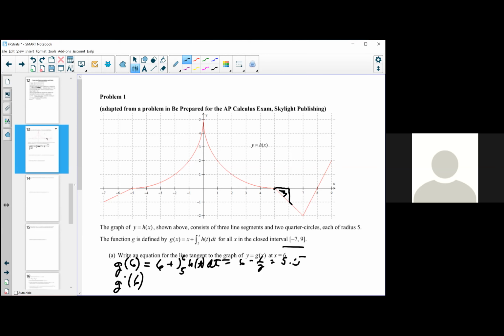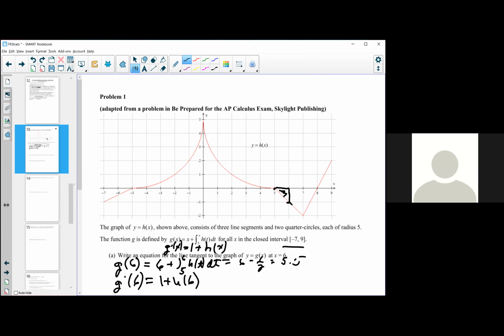g prime of 6, well, I need to find g prime of x to get g prime of 6. g prime of x can be computed by differentiating the sum and getting 1, and now the fundamental theorem comes to the rescue to differentiate this function defined by an integral. So it's 1 plus just h of x. So you got to know the fundamental theorem. You got to know how to differentiate a function defined by an integral to have any chance at all on a problem like this. So g prime of 6 is 1 plus h of 6, and I can get h of 6 by reading off the graph. It's the y coordinate of that point that I've highlighted, and that looks like -1.